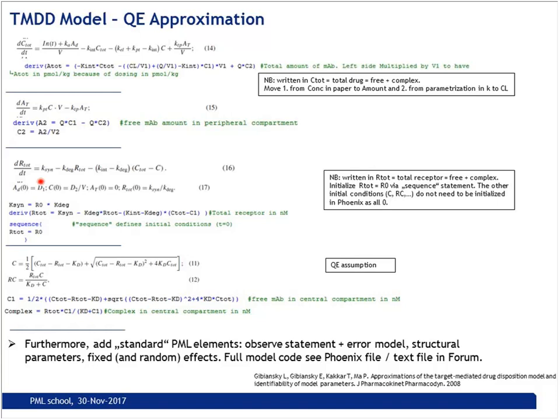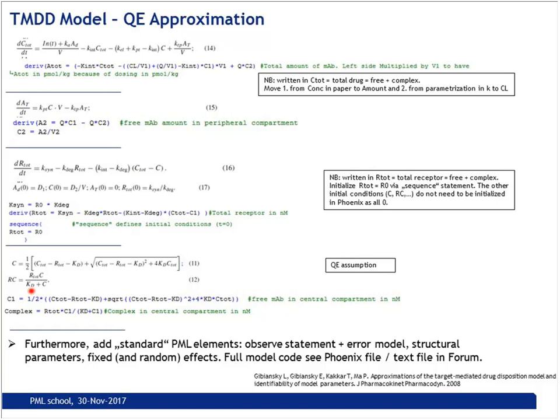You need to define the R0, which is the initial concentration of your target, of your receptor, which is, of course, defined by the synthesis and the degradation. That's, again, a little steady-state assumption for the initial concentration of the receptor. And you need to define with the sequence statement, which we have seen in lectures before, that the R-tot equals R0. That means the initial total concentration of receptor is, of course, the R0 defined up here.